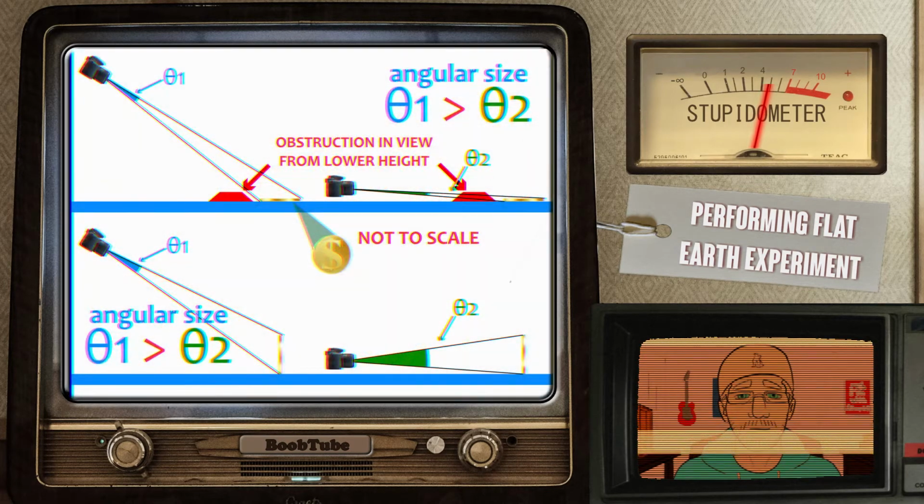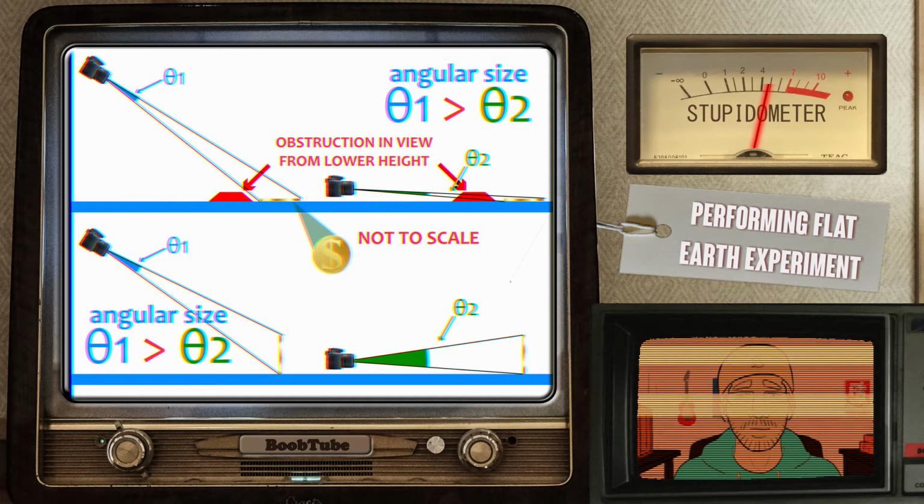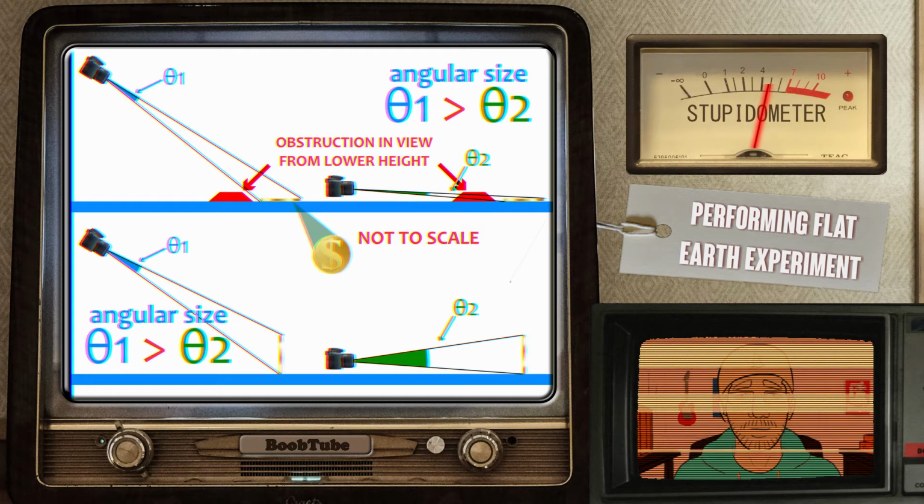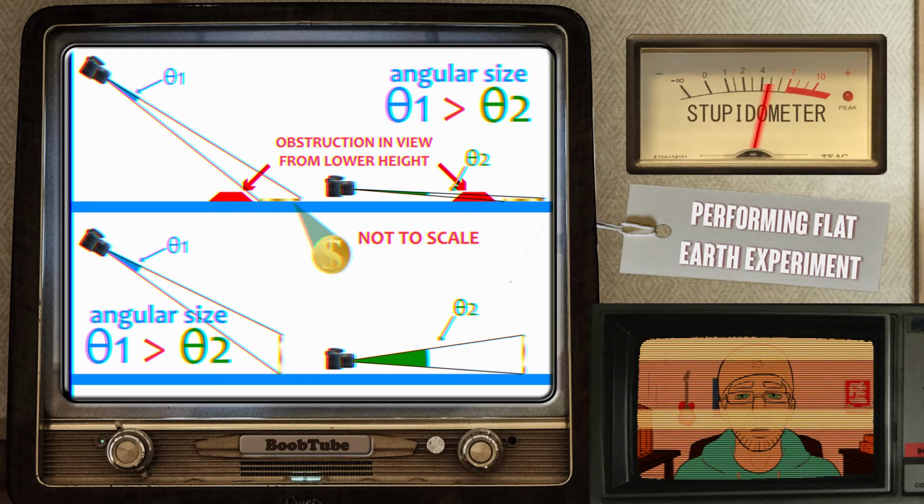In your case, you have the coins lying flat. On screen, you can see two illustrations. One is what you're seeing from a higher elevation, and the other one from the same level as the coins.